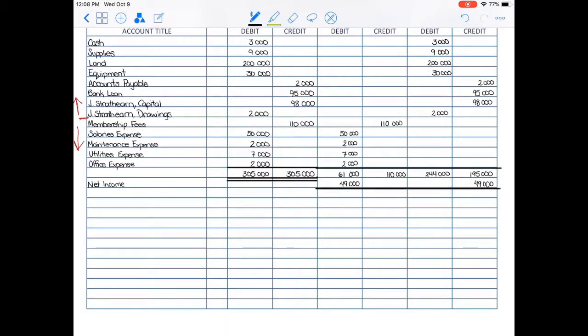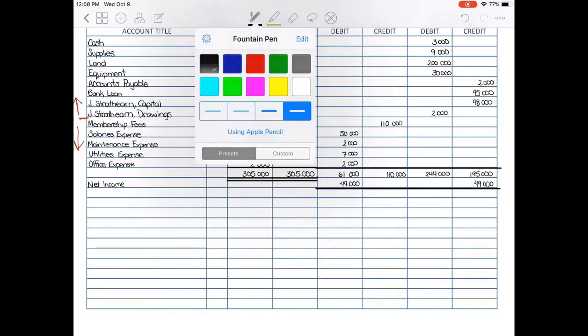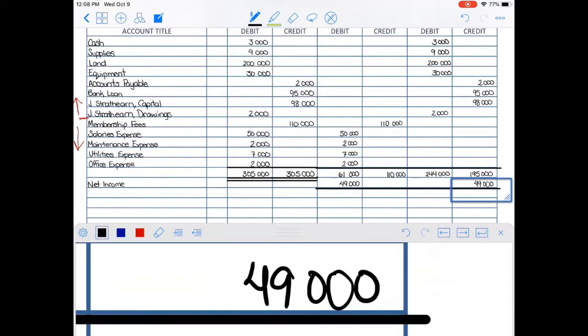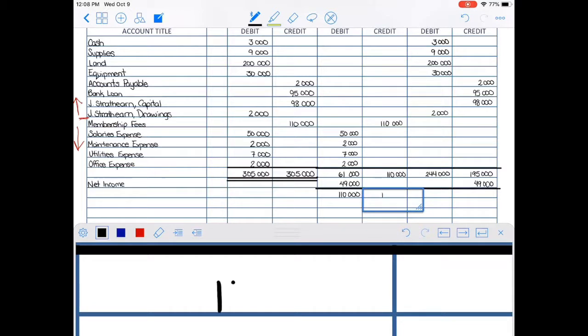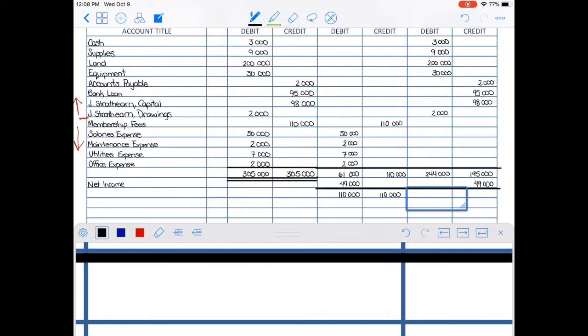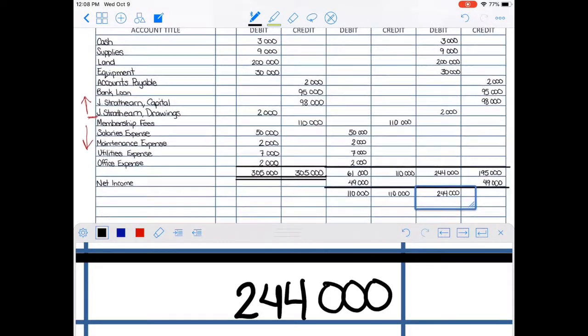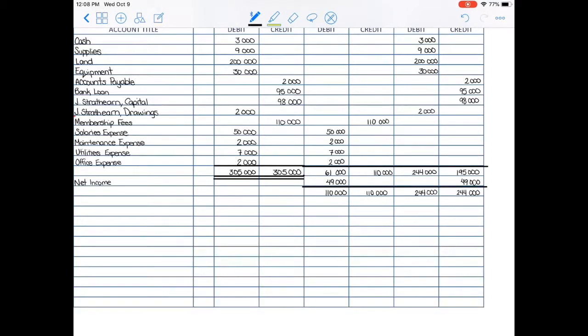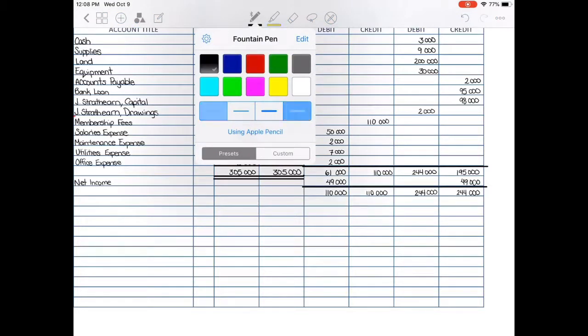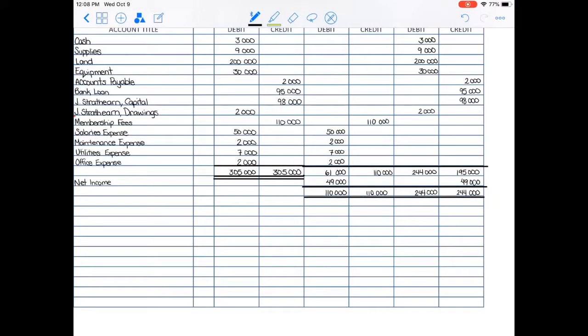And I'm going to show that all the pairs of columns balance, just like I did with the trial balance. So $61,000 plus $49,000 gives me $110,000. $110,000 plus nothing gives me $110,000. $244,000 plus 0 gives me $244,000. Essentially carrying that number down, and then $195,000 plus $49,000 gives me $244,000. Those are my final totals, so I'm going to write a nice straight set of double underlines below those.